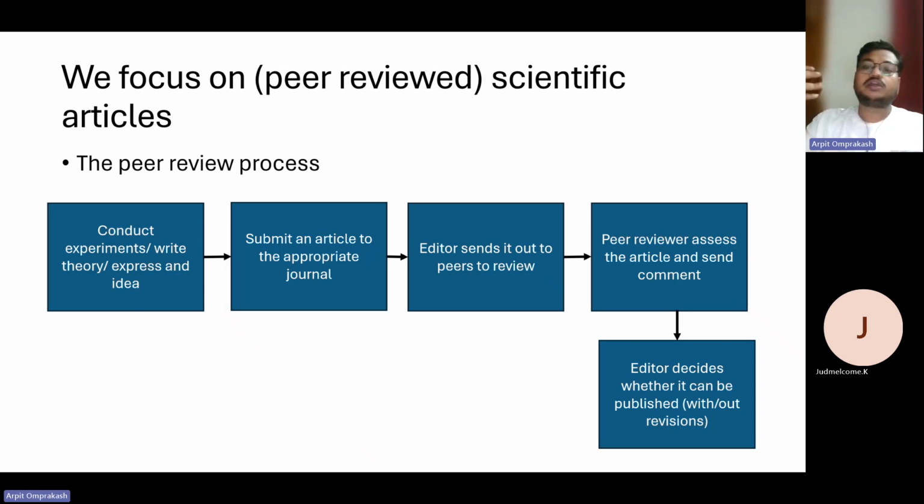The peers will go through what you have written, try to replicate what you have done, and send you comments. You can address those comments and send the whole thing back to the editor, who will then decide whether it can be published or not, with or without any revisions that were suggested. So this is the peer review process, which helps us generate scientific articles and new knowledge and helps us propagate the new knowledge to other people.